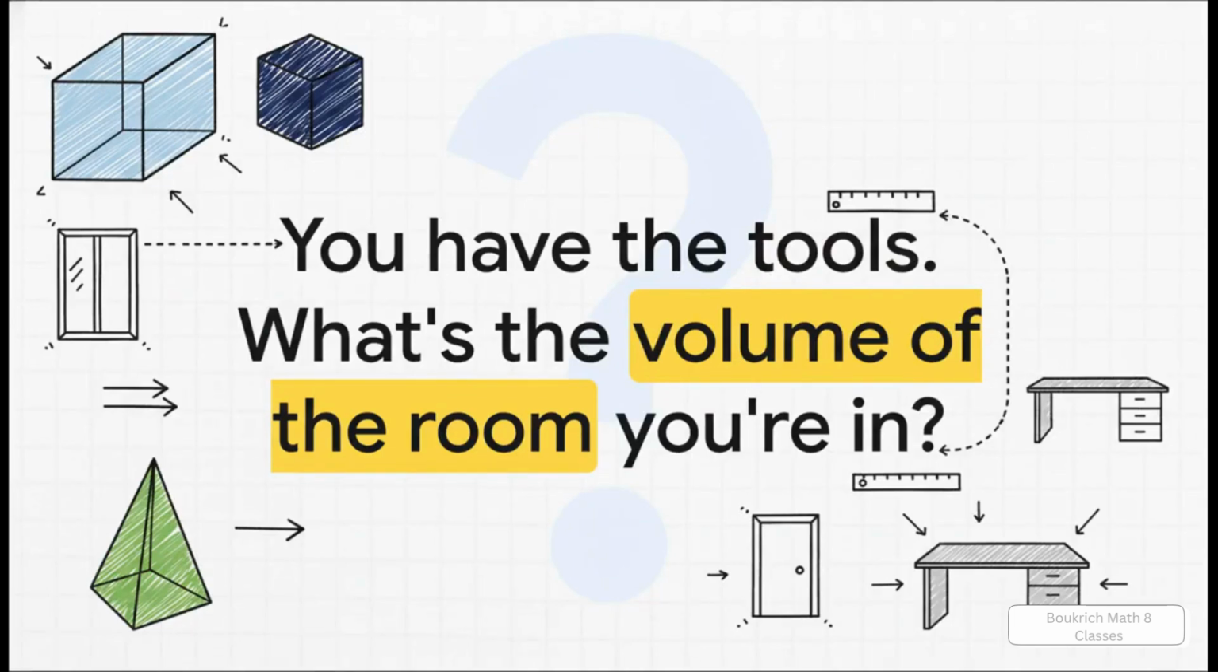In just a few minutes, we've built a complete volume toolkit. We have our workhorse tool for rectangular prisms, our super efficient shortcut for cubes, and our advanced two-step tool for triangular prisms. And we've seen how they can handle everything from a juice box to a massive construction site. The only question left is, now that you have the tools, what's the volume of the room you're in right now?